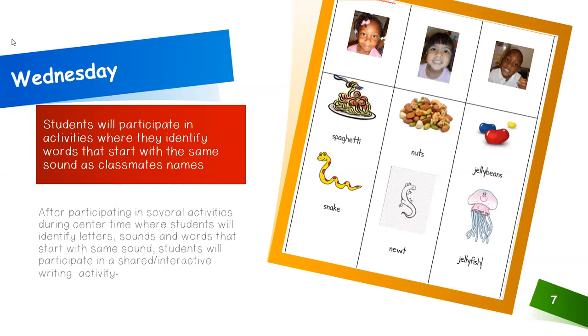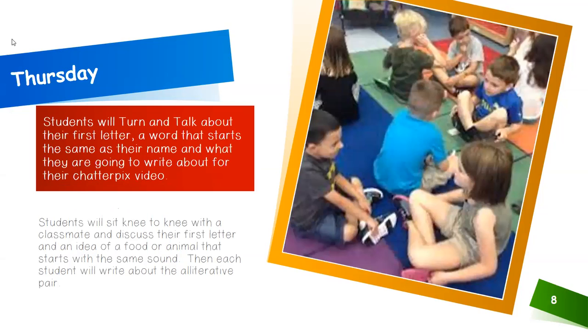On Thursday, the main activity will be that students will use the word wall. We'll sing the word wall song. We'll talk about different things that start the same as each friend's name. And then students will have the opportunity to turn and talk.